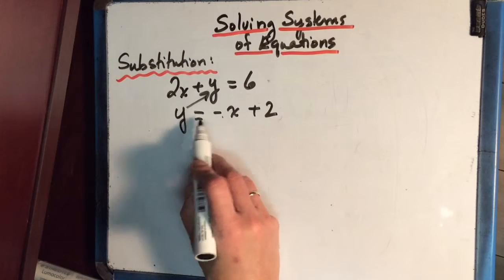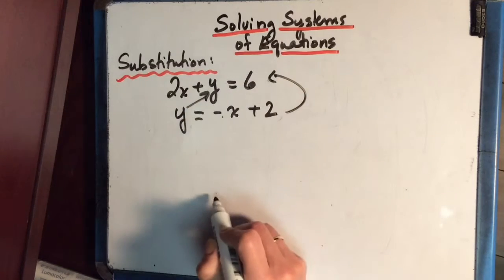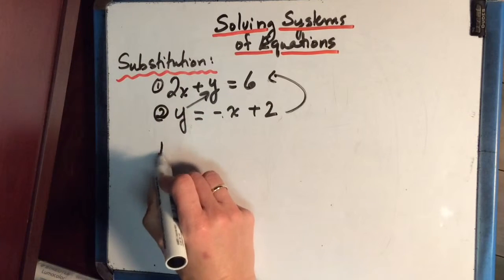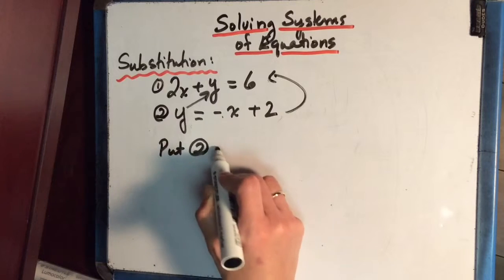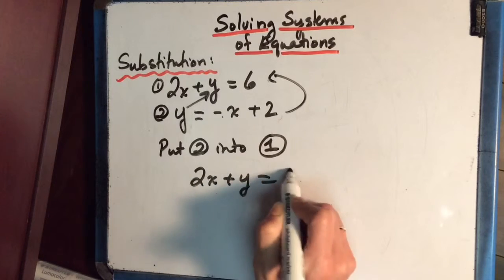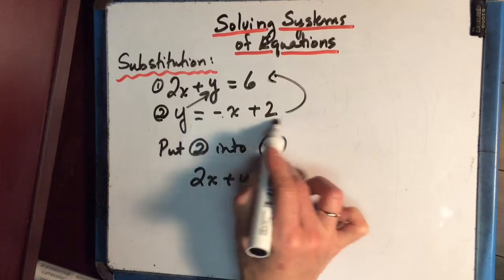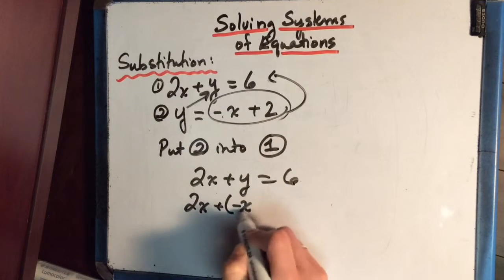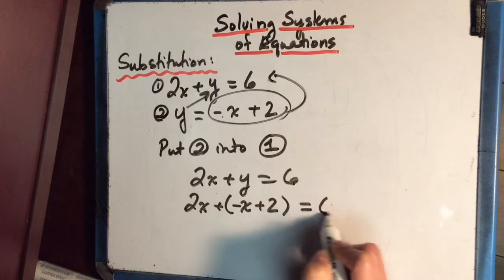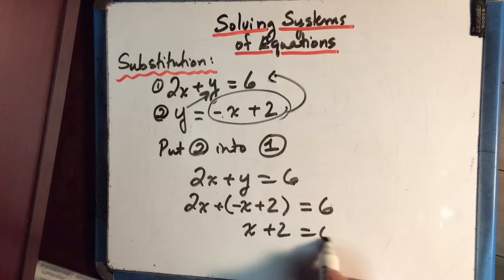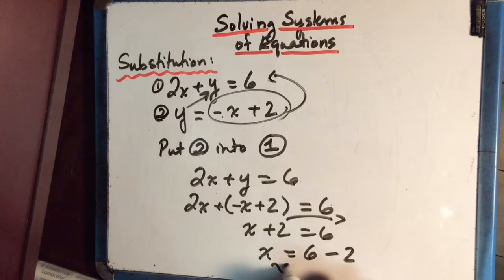So essentially I'm saying y equals negative x plus 2, and I'm going to put it right into this equation. So watch this. I'm going to call this 1, and this is number 2. Put 2 into 1. And so 2x plus y is equal to 6. And this y here is going to be replaced with this. 2x plus negative x plus 2 equals 6. And therefore, I've got 2x minus x is x plus 2 is equal to 6. Bring that over. X is equal to 6 minus 2, x is equal to 4.